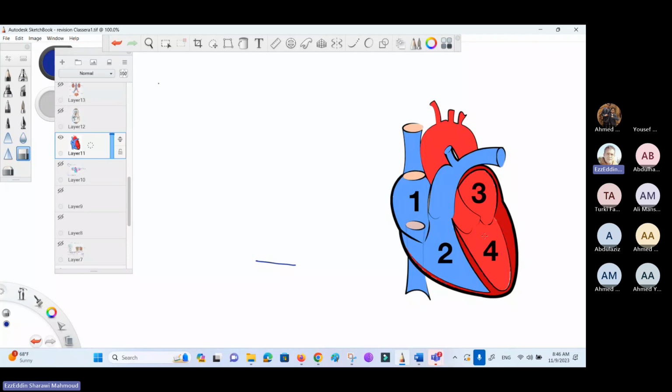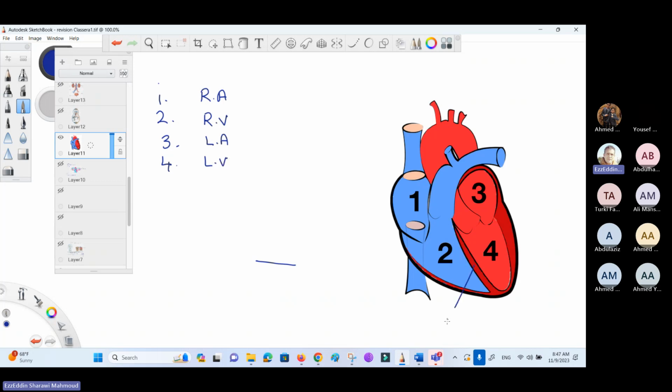1, 2, 3, 4. Quickly: 1, 2, 3, and 4. 1, right atrium. Below it, right ventricle. On the other side, left atrium, and below it, left ventricle.